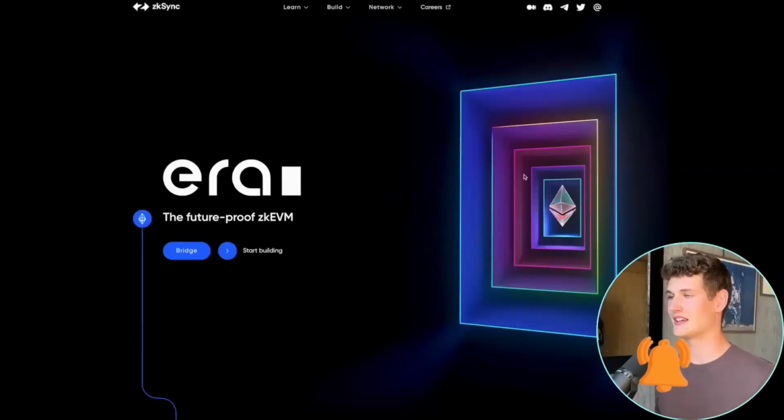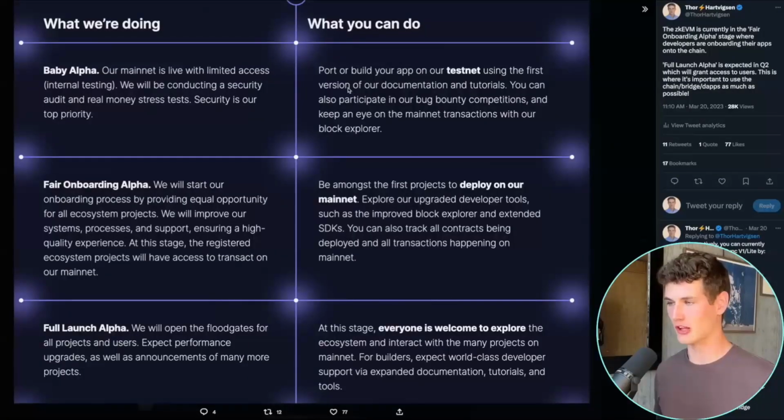Now, ZkSync just released their zero knowledge EVM in the so-called full launch alpha, which essentially means that this chain is now open for users to interact with. For a long time, they've been in either baby alpha or this fair onboarding alpha, where dApps have been using the testnet. They've been busy working on deploying on this mainnet so that once it is open for users, well, there is something to interact with.